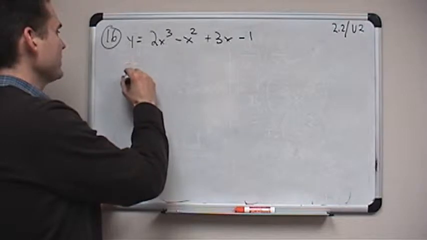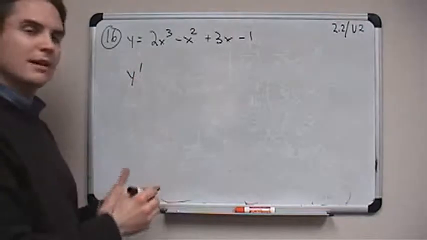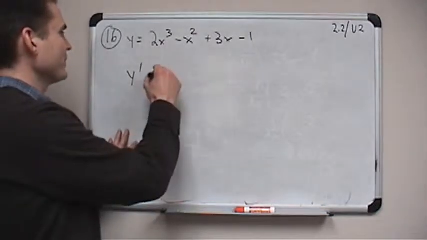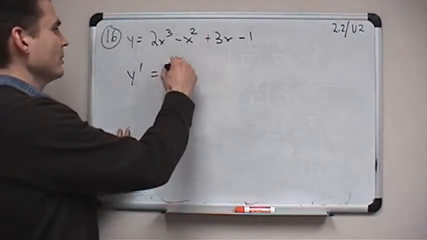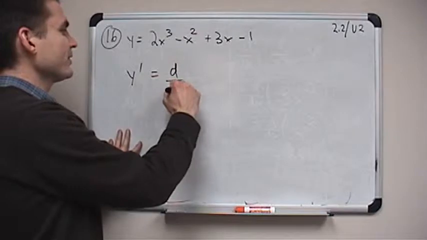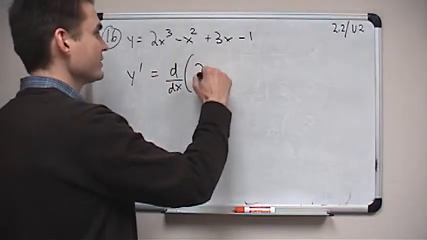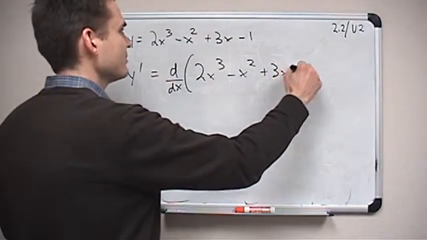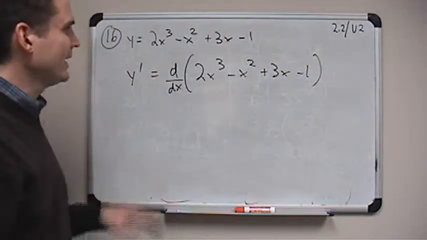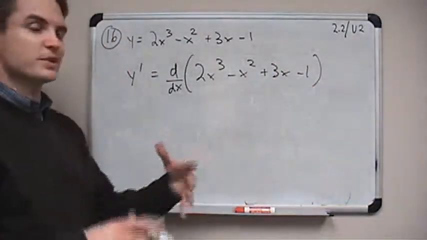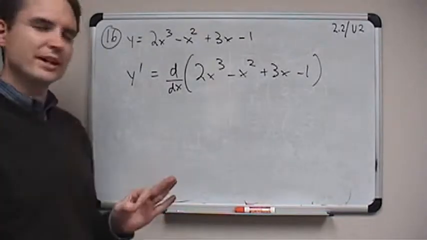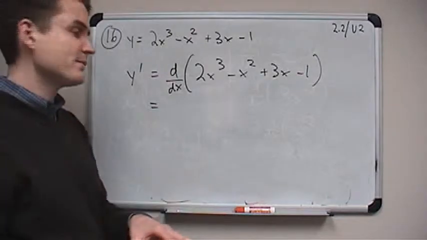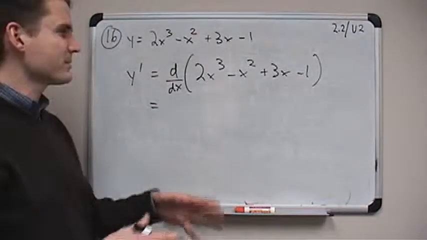So probably the first thing we want to do is write either y prime or dy over dx. This is the thing we're looking for. Okay, and how are we going to find it? Well, we're going to find it by applying this derivative process to the function, 2x cubed minus x squared plus 3x minus 1. Now, again, as I said, this one's going to use just about every rule we've talked about, so you have to be kind of careful, and you want to use them efficiently. And by the way, as you get further into the future, you'll find that you can do a lot of these rules all at once.